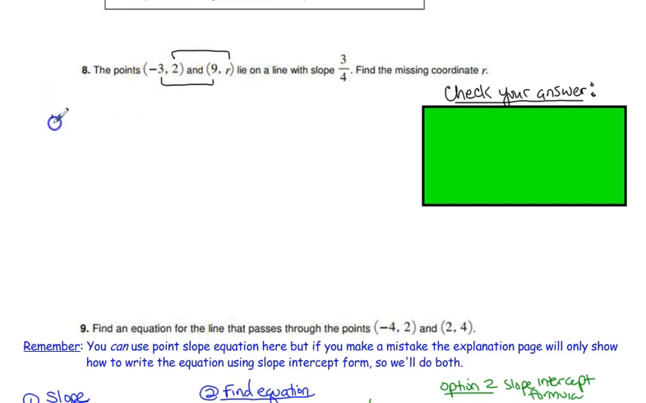R minus 2 over 9 minus 3. You throw arrows on there for direction. R minus 2, 9 minus -3. And typically, I'd be writing m here, but I don't need to because I know my slope. It's right here. 3/4. Okay, time to solve.